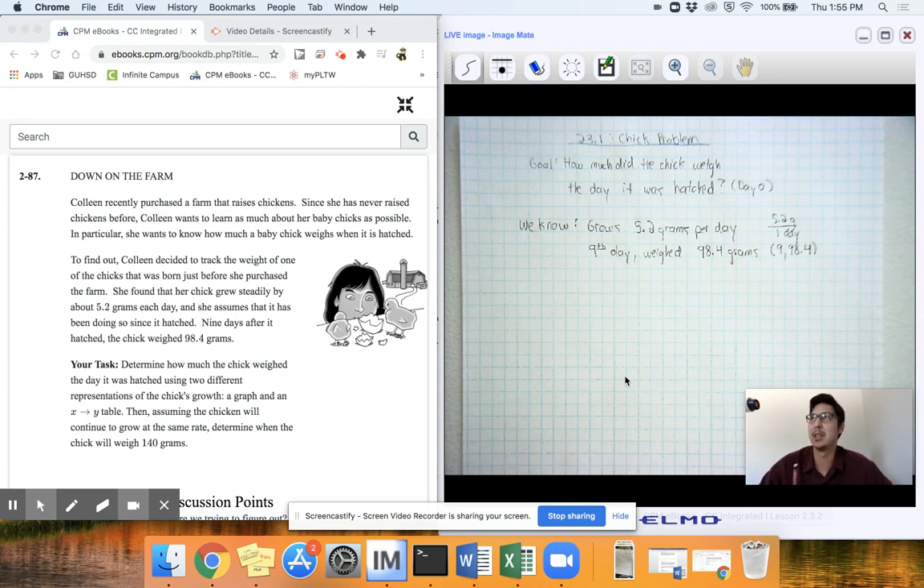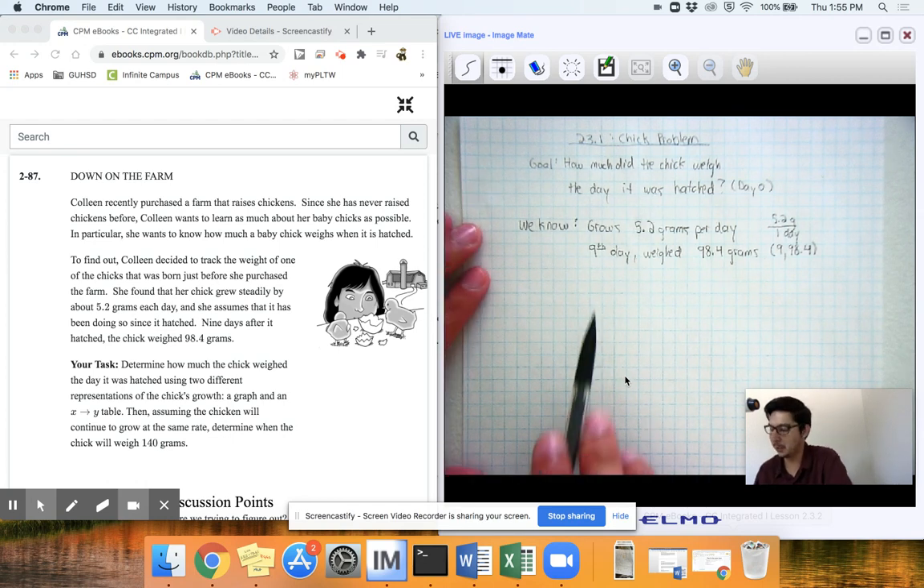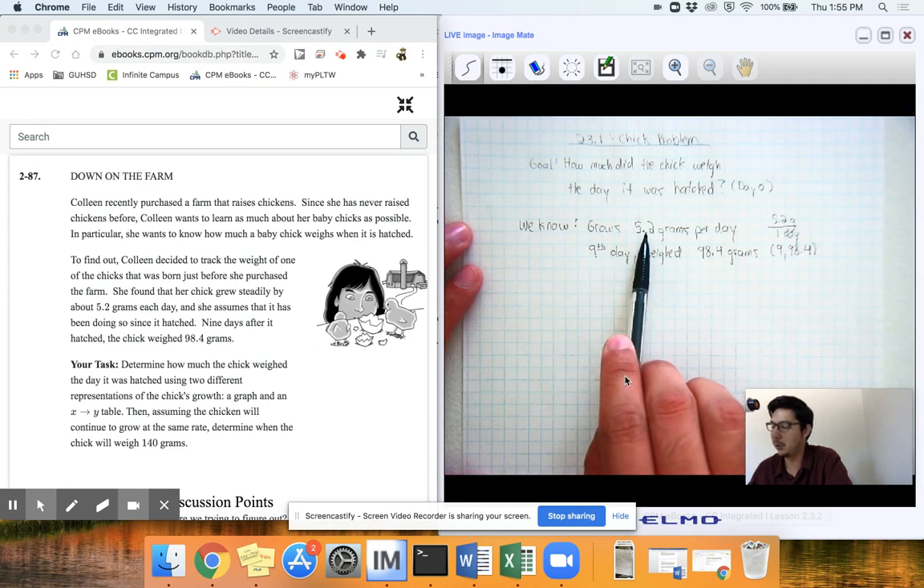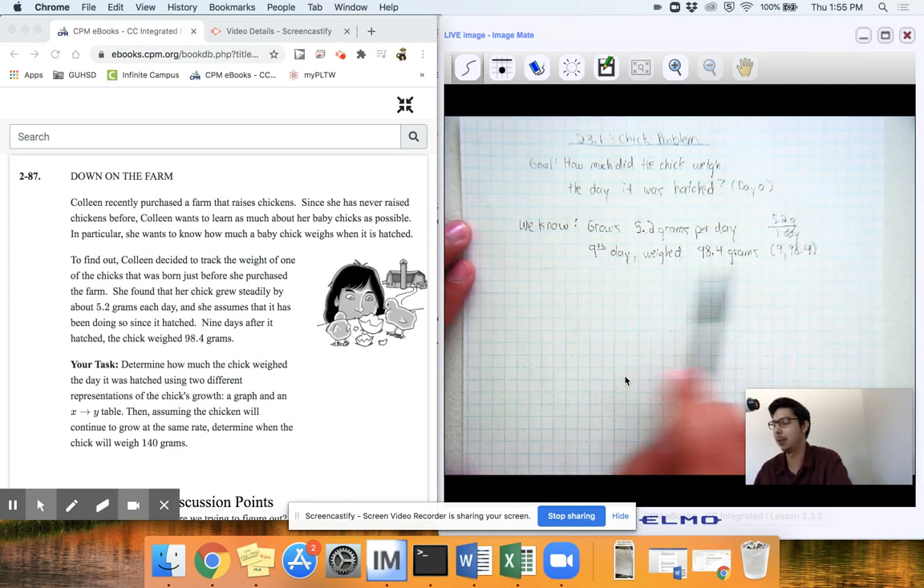And that's the thing with math, is math sometimes gives us the tools to make more efficient methods, but they're not always needed. All right. So this was the problem from yesterday, the chick problem. How much did the chick weigh the day it was hatched on day 0? And we knew it grew 5.2 grams a day. And on the 9th day, it weighed 98.4 grams.